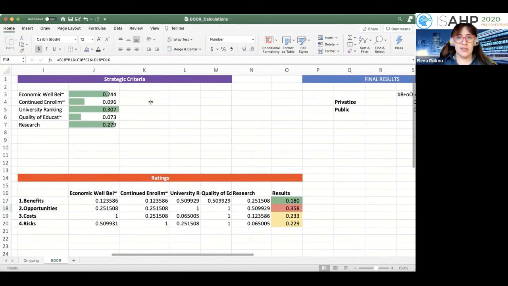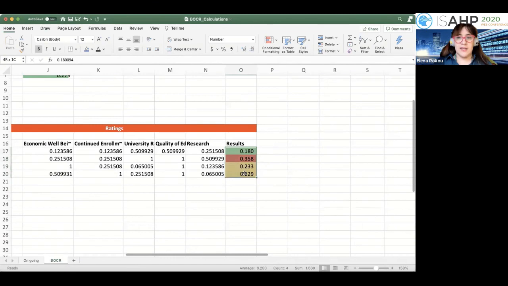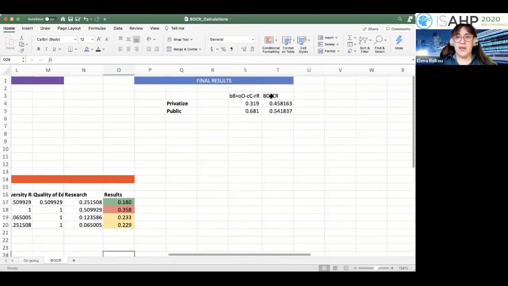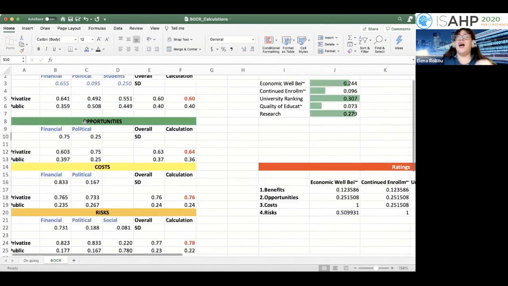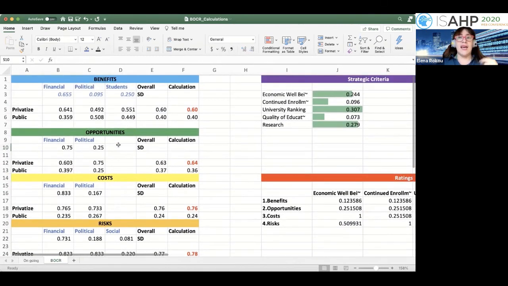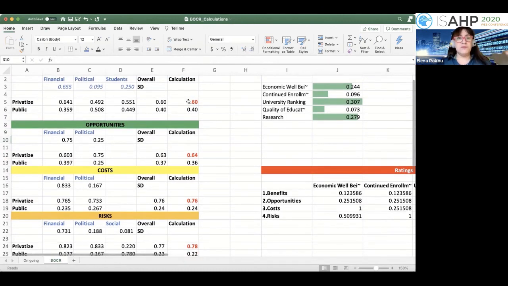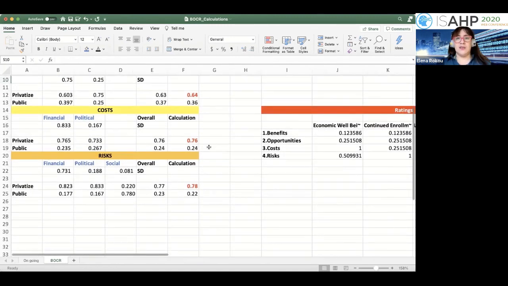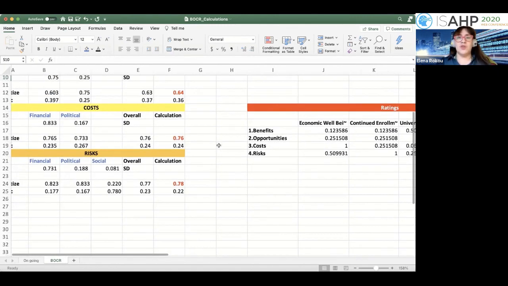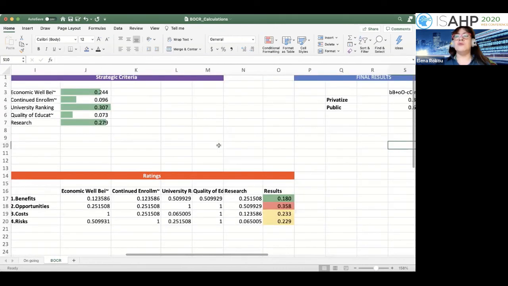Here are my strategic criteria. Here is my set of ratings results. And here are my two different formulas and the results that they give me. As you see, although the numbers are not the same, the bottom line decision is keep it public. And the question is, how did we manage? While we were rating everything and we had most beneficial privatize, most opportunities privatize, costs and risks, again, the most costly and risky to privatize. How did we end up with public?